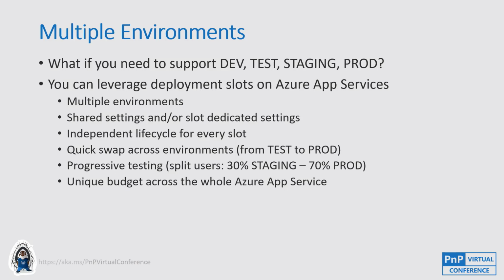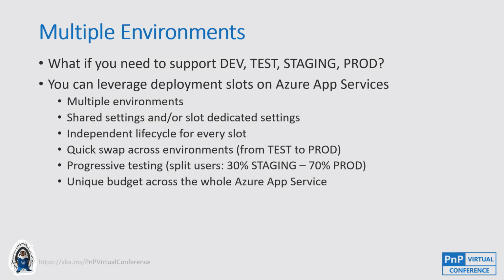So, for example, you can switch and swap from test to production, or you can do testing with something like the first release we have in Microsoft 365. So you can say that you want to provide the staging release of the solution to 30% of the users, and you want to provide the remaining 70% of users with the production-ready version of the solution, so that you can do testing of your new solution step by step.